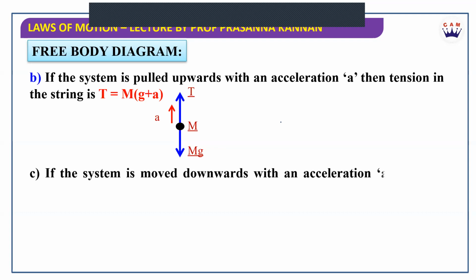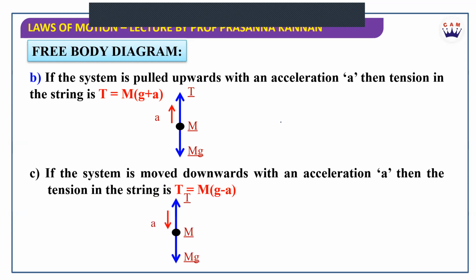If the system is moving downwards with an acceleration A, then the tension will be what? T is equal to M into G minus A. Now, suppose the system is not accelerating, then what will it be? A will be 0, therefore tension will be equal to M into G.